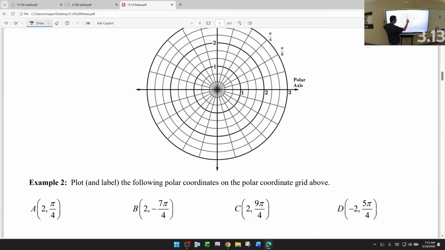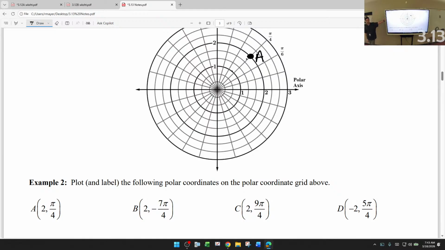So you go to pi over 4, you go to 1 unit. Make sure you label it A. Most students do really well with that. Again, dang it, it's 2. I missed it. Thank you. 2, 1, 2. Beautiful.